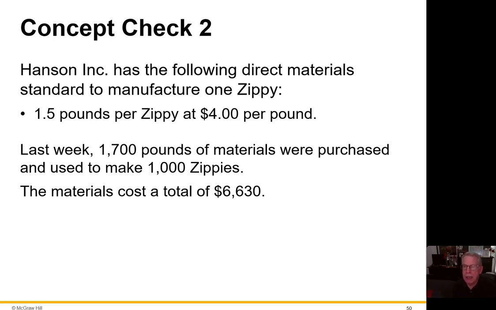Okay, so if Hansen Incorporated had the following direct materials necessary to manufacture one Zippy, we have 1.5 pounds per Zippy at $4 per pound standard, right? And then last week, we used 1,700 pounds of materials that were purchased to make 1,000 Zippies. The materials cost a total of $6,630.